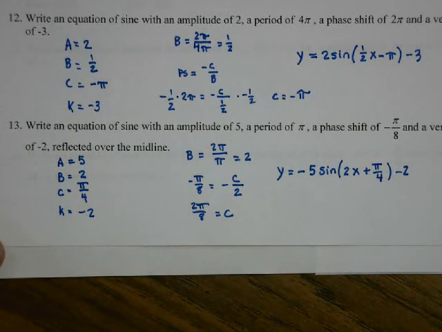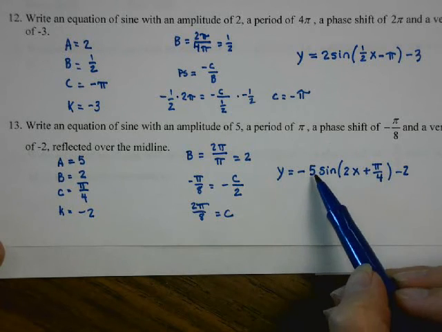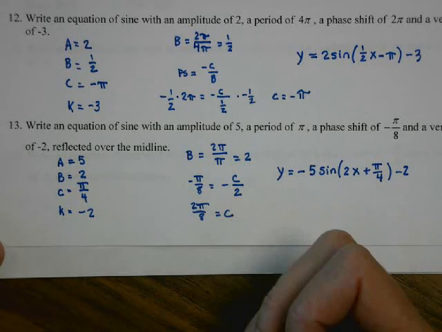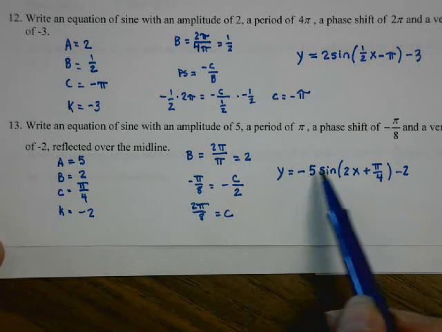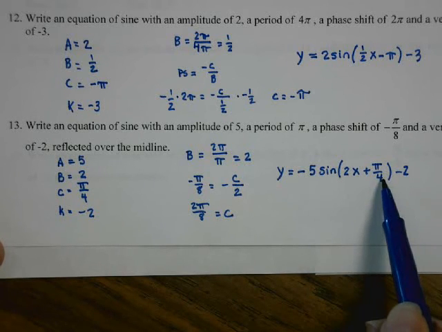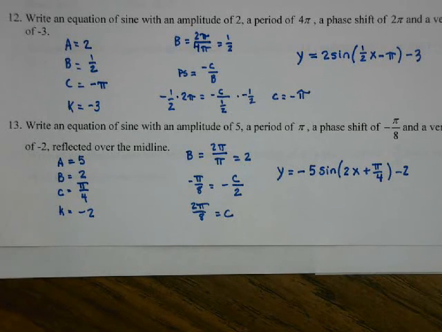So just take those and plug them into the general equation. So we have a negative because it's reflected over the midline. Our A is 5, our B is 2, our C is pi over 4, and our K is negative 2. So these just take some practice, but you'll get there.